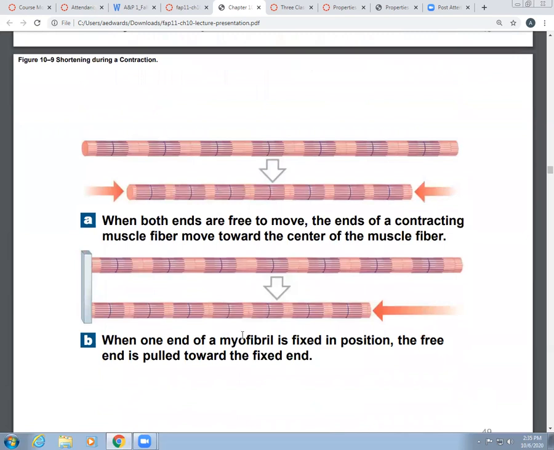All right, so this tells you here that when the ends are free to move, the ends of that contracting muscle fiber move toward the center of the muscle fiber. Okay, so when one end of the myofibril is fixed, the free end gets pulled toward the fixed end. So that should make sense. If there's no attachment, it just sort of gets smaller toward the middle. But if there is an attachment point, everything slides toward the attachment. Okay.